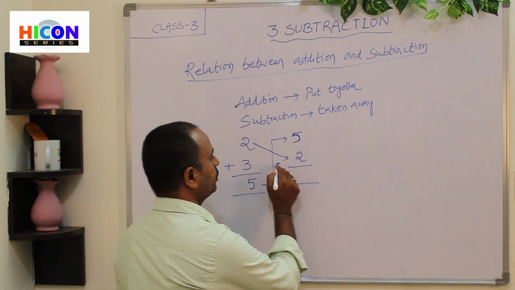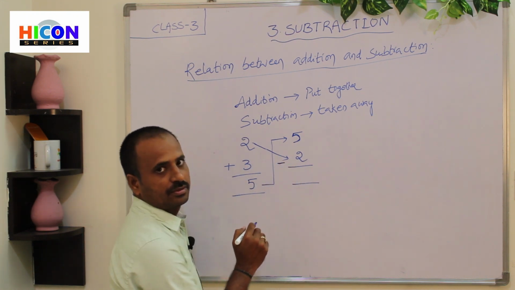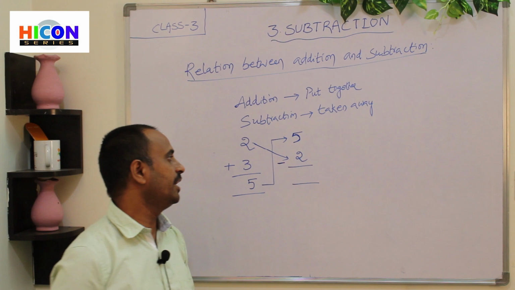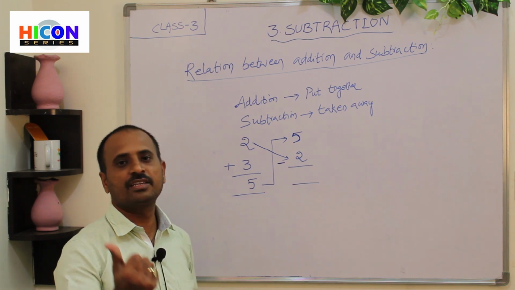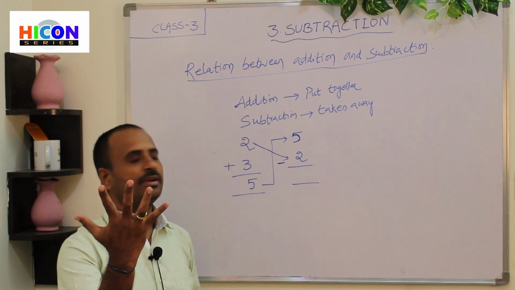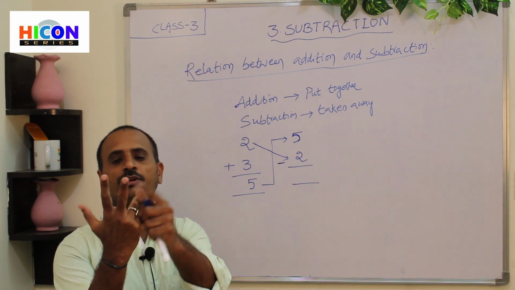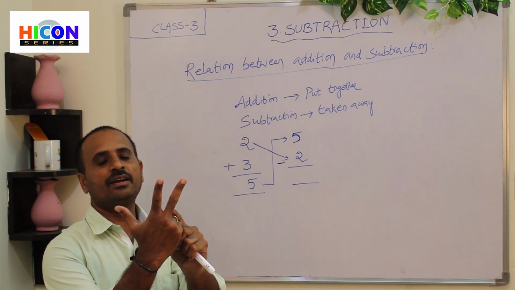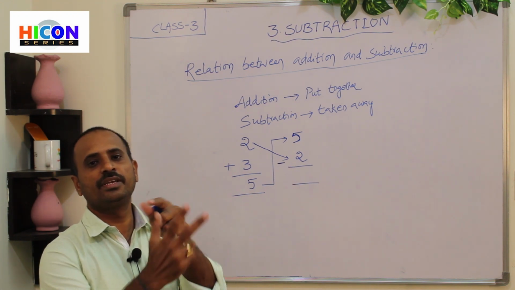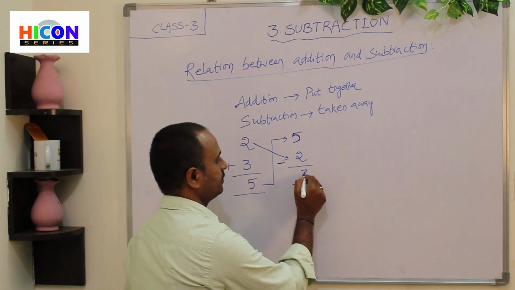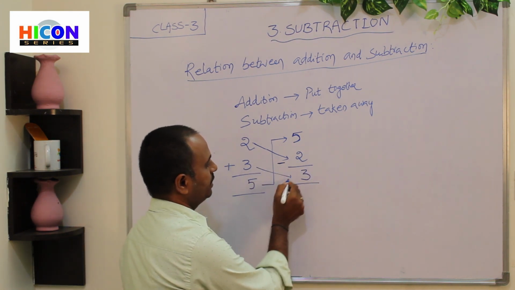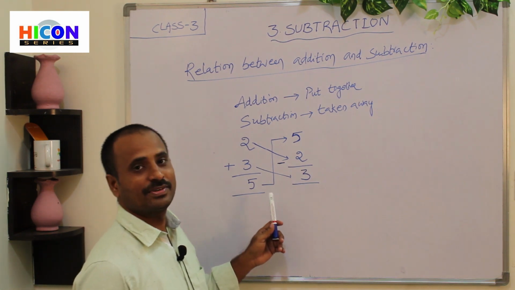If we subtract 2 from 5, how much will you get? Subtract 2: open 5 fingers, 1, 2, 3, 4, 5 and close 2 fingers, 1, 2. Children, how many fingers are there? There are 3 fingers remaining, 1, 2, 3. So write 3 here. So you will get the second number. Done. Let us see once again.